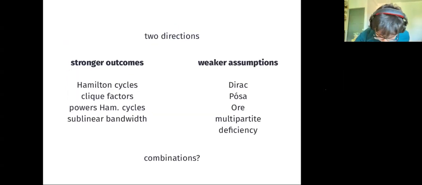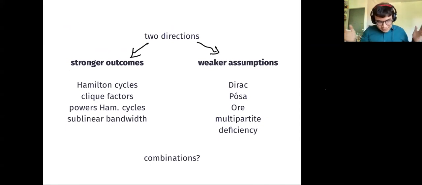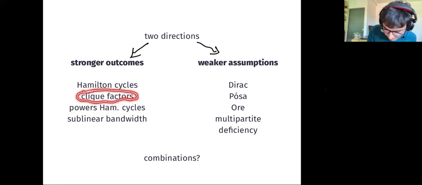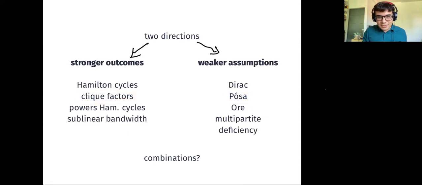Okay, let's continue. We have seen two different directions: stronger outcomes, where I can try to embed structures which are not Hamilton cycles, and different assumptions, so instead of requiring minimum degree, I can say something about the degree condition or the sum of degrees, etc. So can I try to combine these two kinds of properties? Can I have clique factors under Posa-type conditions, or any combination you like?